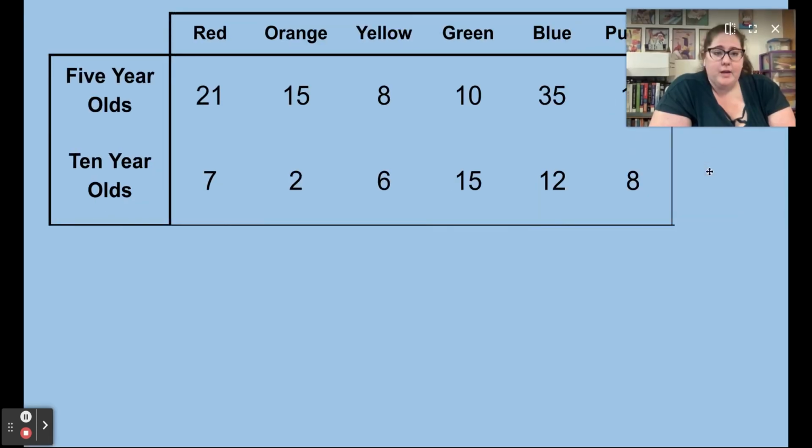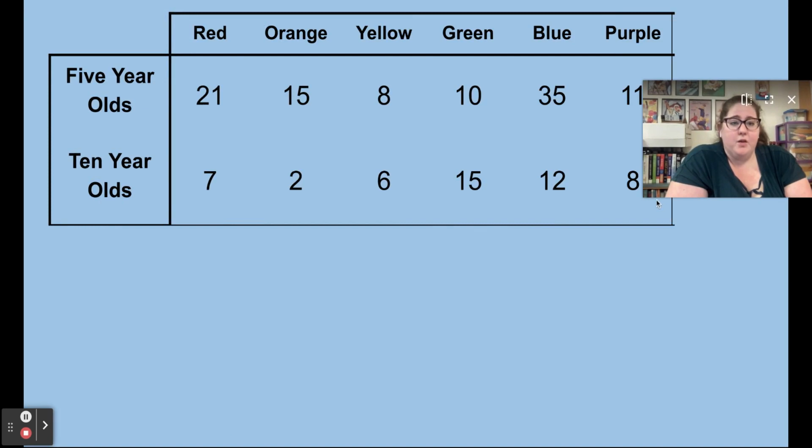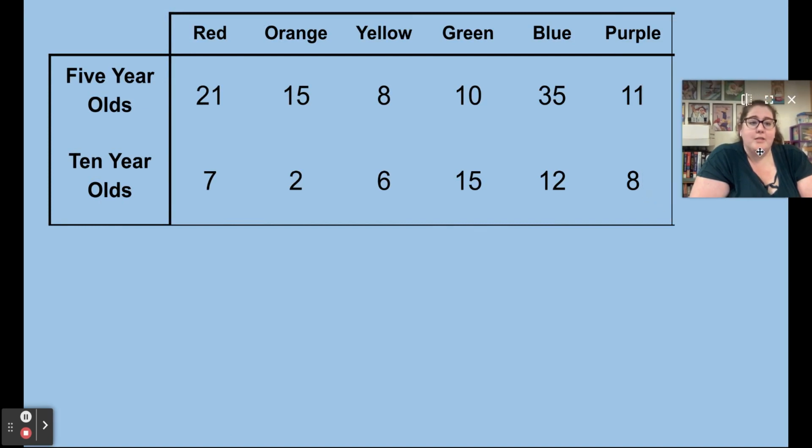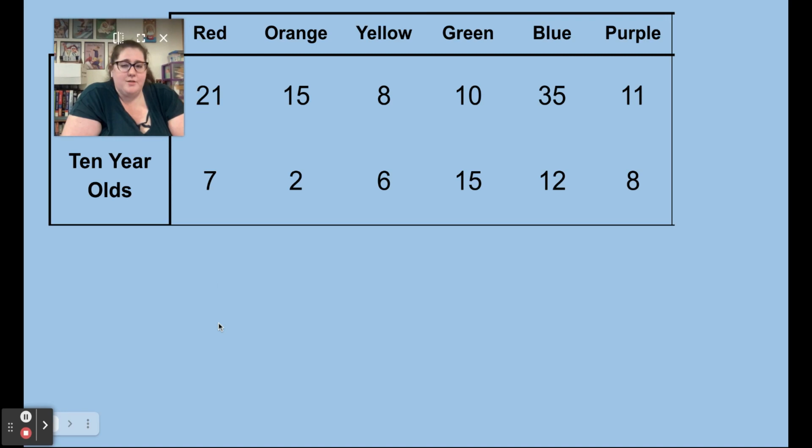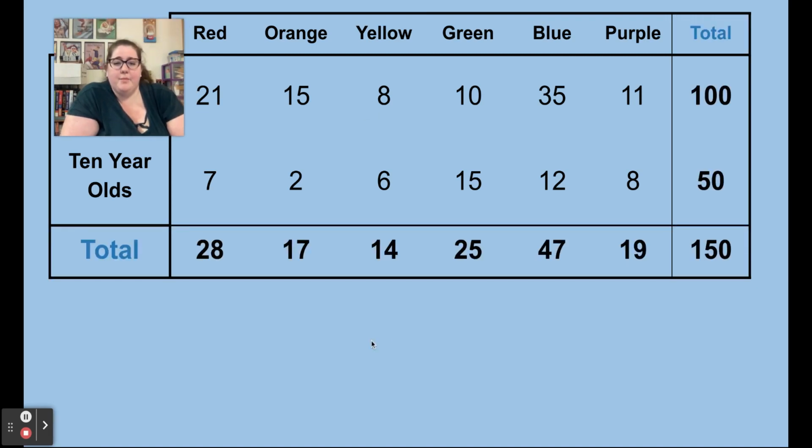The last little piece we're going to look at is just making sure that you know how to find percentages and things like that from data that you're given. So here we have our same table from before, 5-year-olds, 10-year-olds, and then the different colors that they said they liked as their favorite. And we're going to answer some questions asking us to find certain percentages.